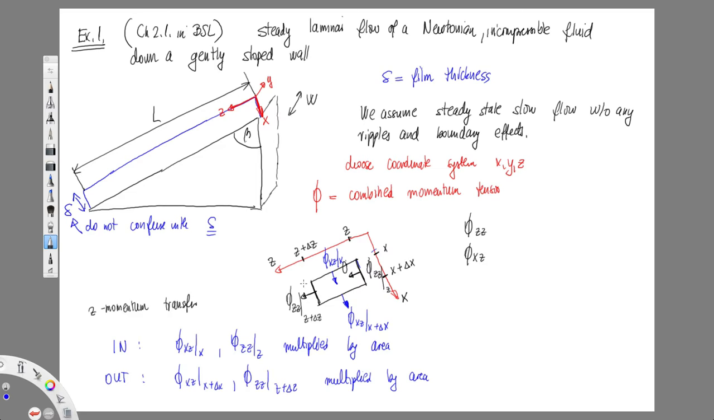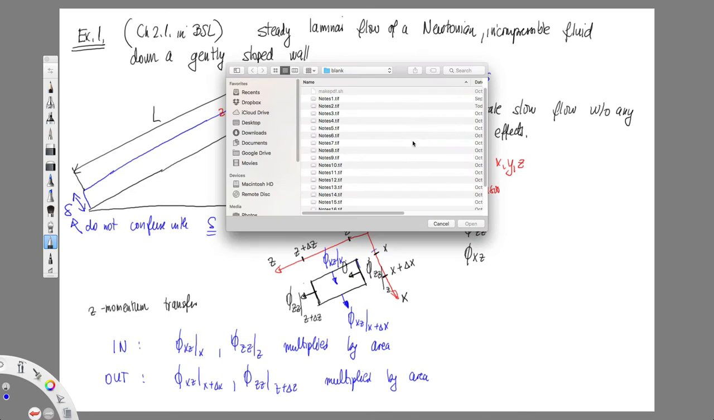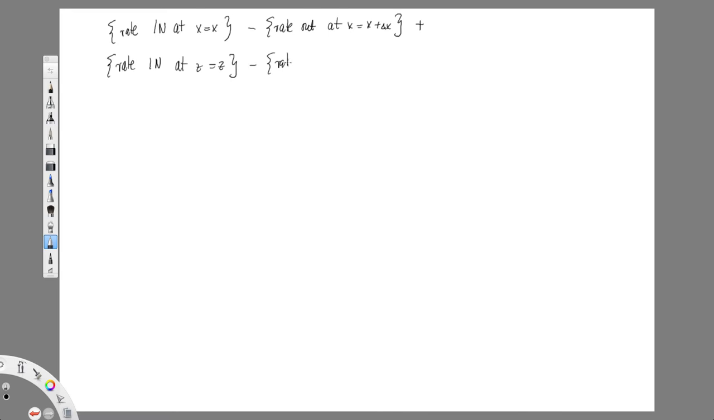Let me switch the paper. Okay. So, rate of stuff coming in. In at x, I'm going to actually write it down. So I'm going to pose it as rate in at x equals x minus rate out at x equals x plus delta x, plus rate in at z equals z minus what's coming out at the opposite side. So that is my balance of this combined momentum transfer.